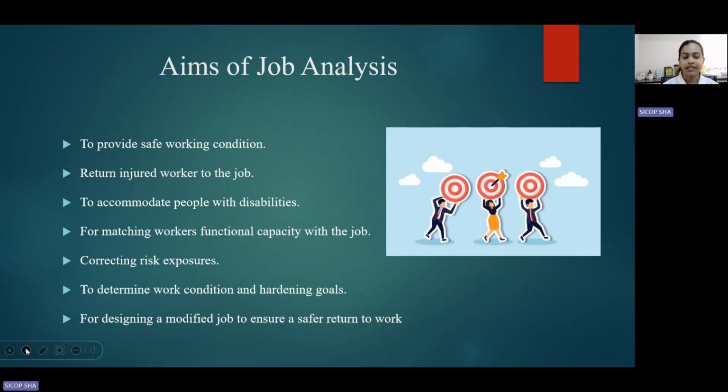Aims of job analysis: to provide a safe working condition, return the injured worker to the job, accommodate people with disabilities, match workers' functional capacity with the job, correct risk exposures, determine work conditioning and hardening goals, and design a modified job to ensure a safer return to work.